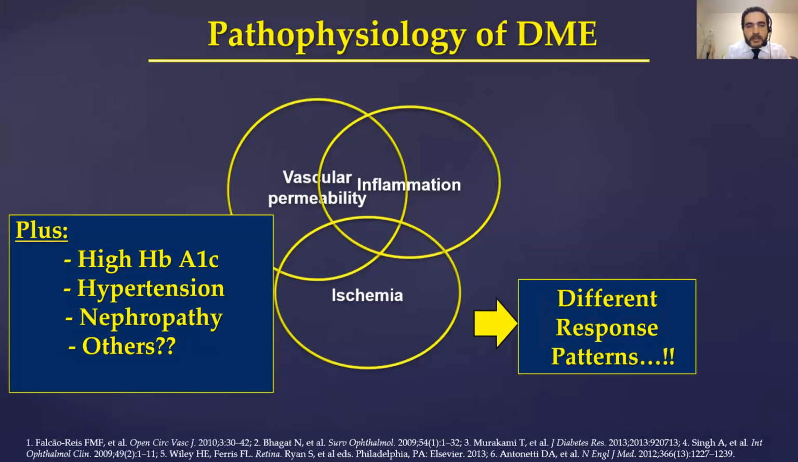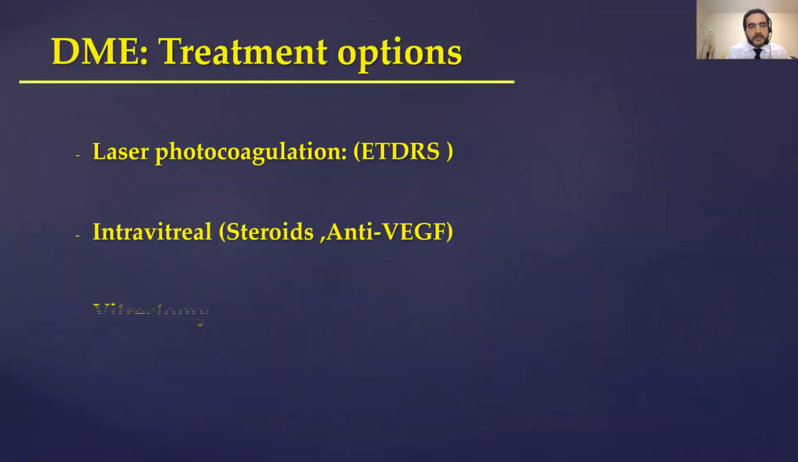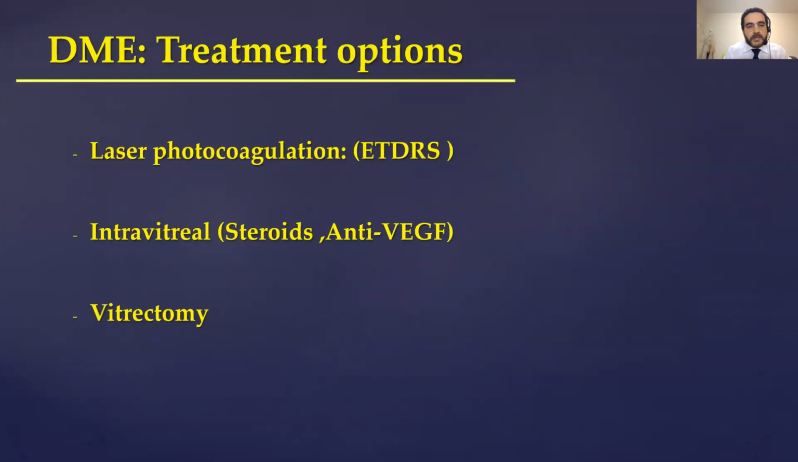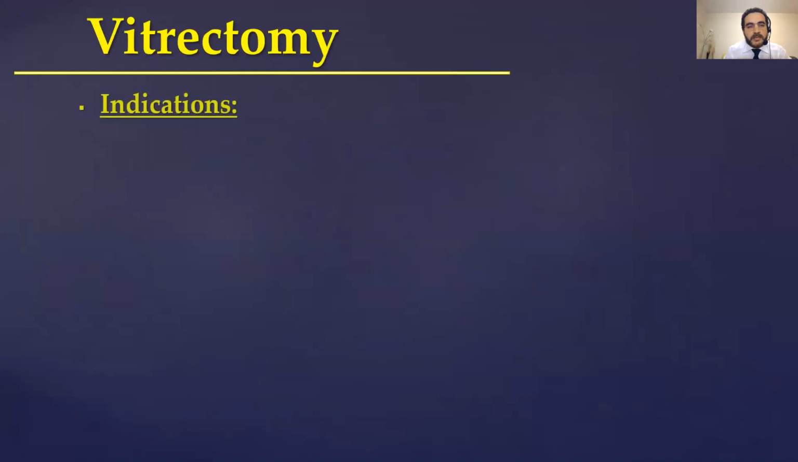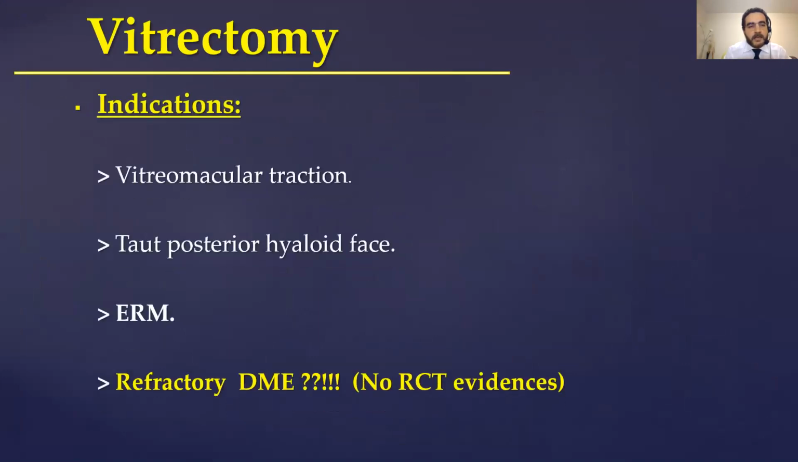So going very quickly to the treatment options we have in our hands right now, for sure, we have laser photocoagulation, intravitreal pharmacotherapy, and vitrectomy. I will start with vitrectomy first. We know the indication for vitrectomy in DME is vitreomacular traction, posterior hyaloid or epiretinal membrane, and refractory DME. I'm totally against doing vitrectomy in DME without traction.